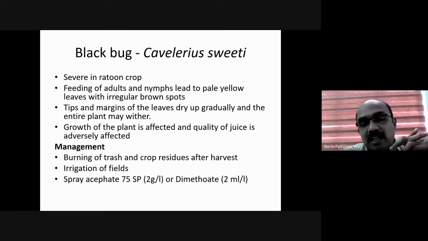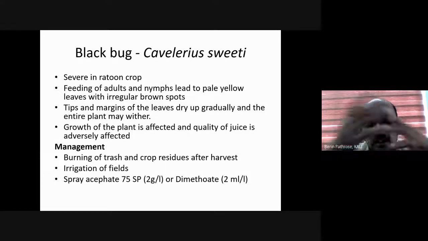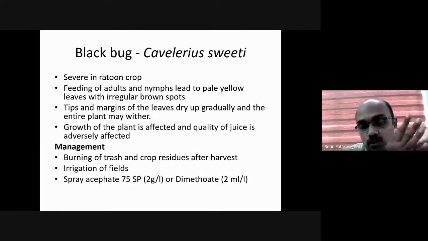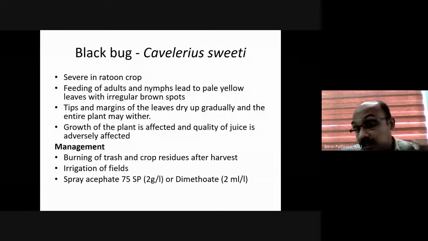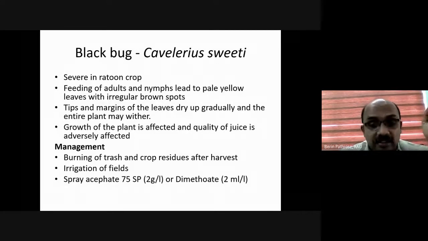The growth of the plant is affected, quality of juice is affected. For management, we can remove all those leaves which are infested by black bug and destroy them, irrigate the field or spray with insecticide. This is a very minor pest, I just included it. So here again, the nymphs and adults suck sap. Unlike the other pests, it leads to drying up of the leaves from the leaf tip and margin.